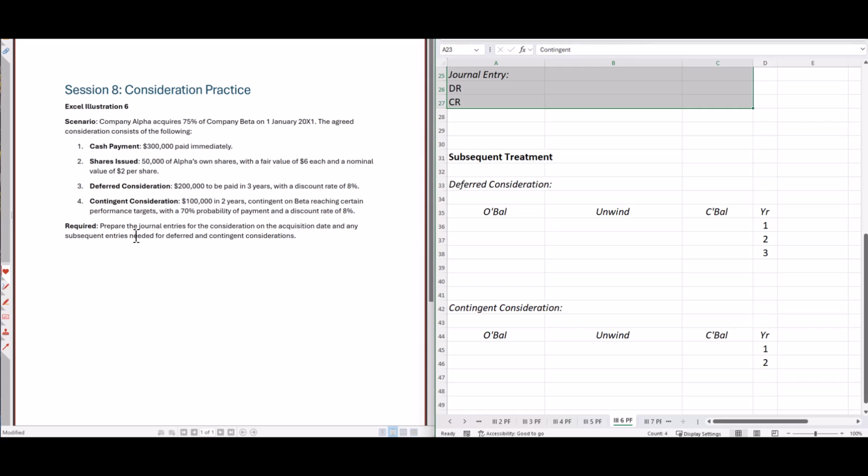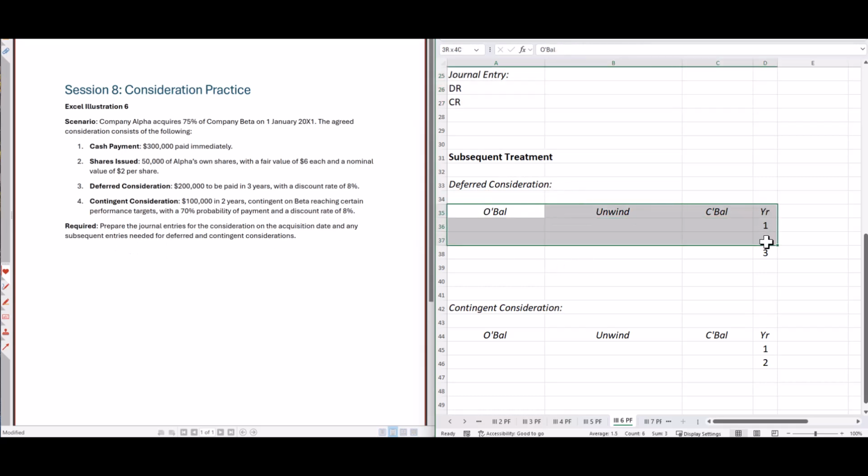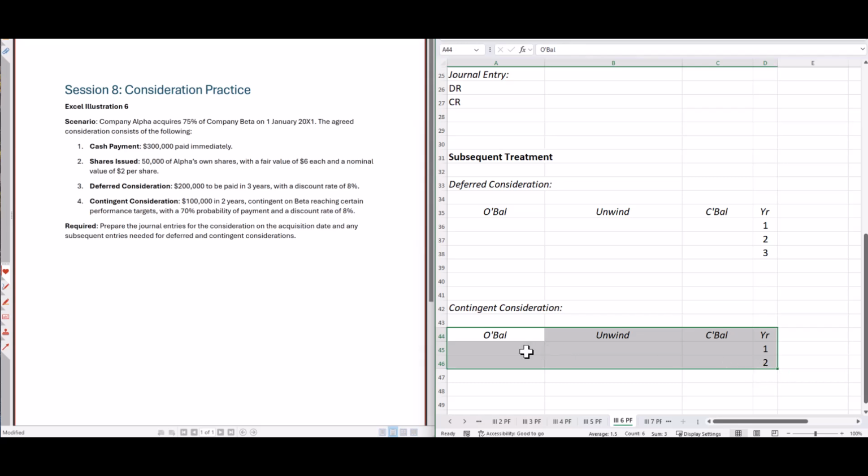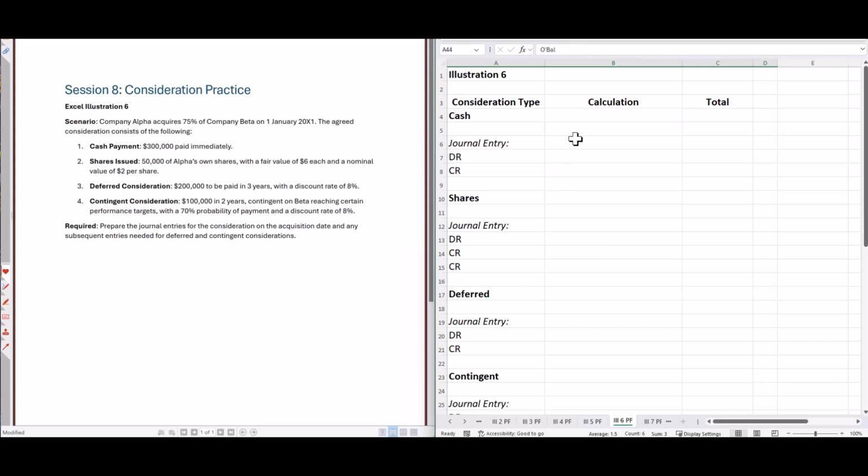Then it says, what is the subsequent treatment? Well, you'll need to work through the unwinding of the discounting on the deferred consideration and the unwinding of the discounting on the contingent consideration. Same as we did in the session, just to charge that amount to finance costs each year and increase the balance on the liability. So debit P&L, credit liability to increase it each year. Have a go at each of those and all of the treatments.